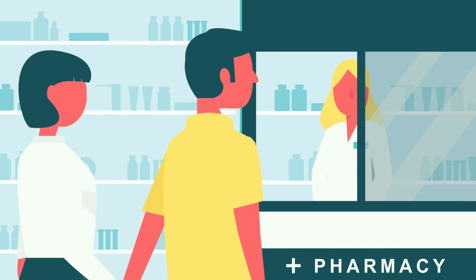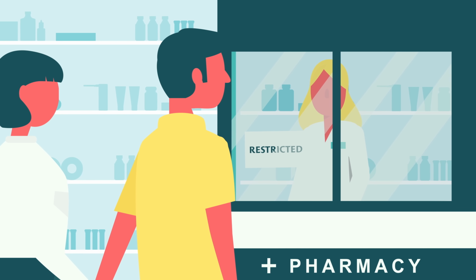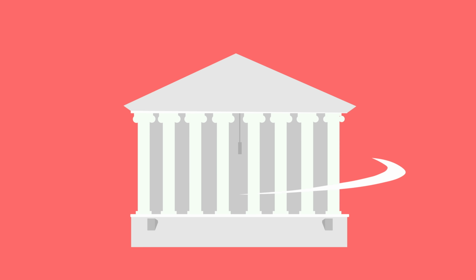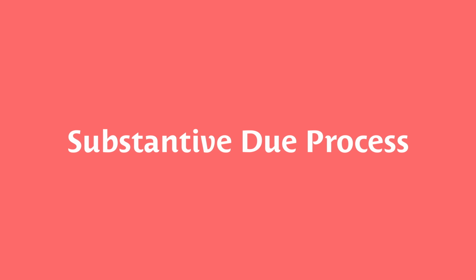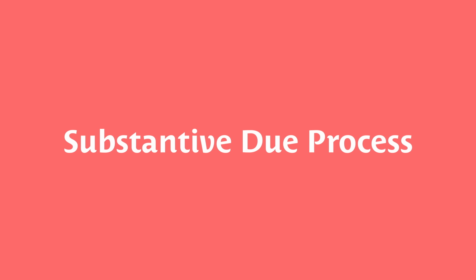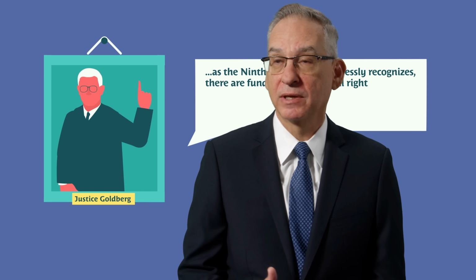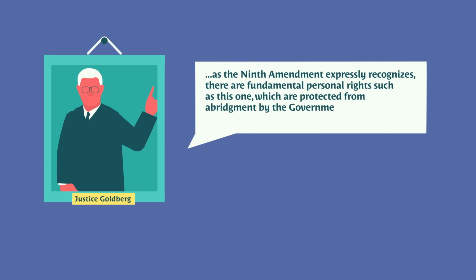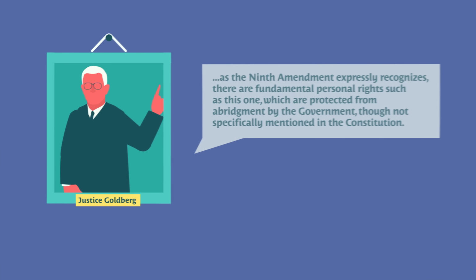Griswold versus Connecticut involves a restriction on the sale and distribution of contraceptive devices to married couples. A majority of the Supreme Court invalidated the law in Griswold, invoking what's now called substantive due process to protect an unenumerated right of privacy. One of the justices, Justice Goldberg, in a concurring opinion said, this is warranted by the Ninth Amendment because the Ninth Amendment acknowledges the fact that the enumeration in the Constitution of certain rights does not preclude the protection of an unenumerated right like a right of privacy.